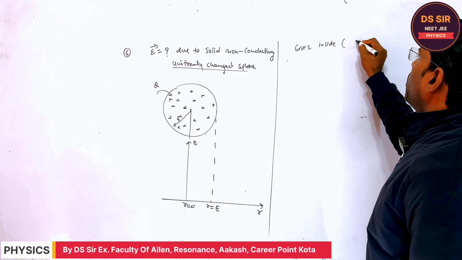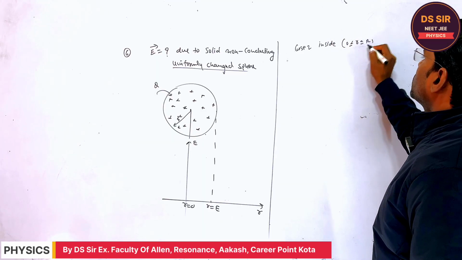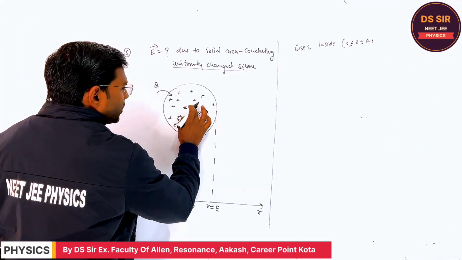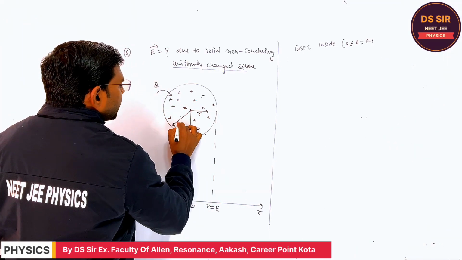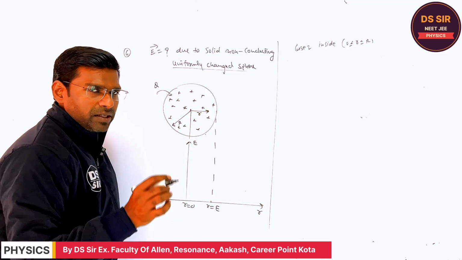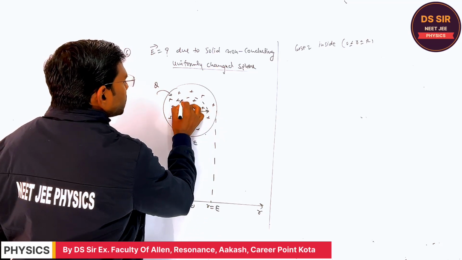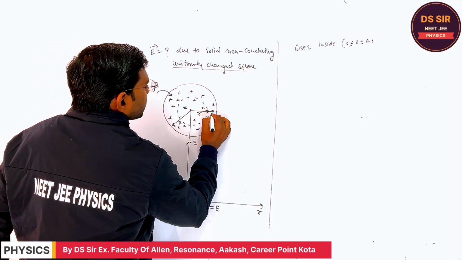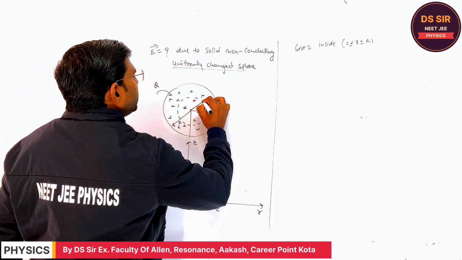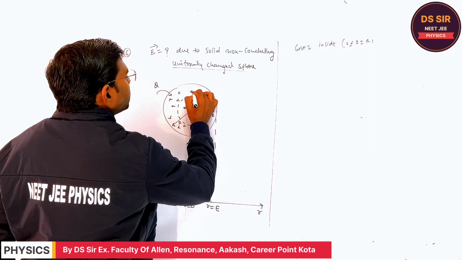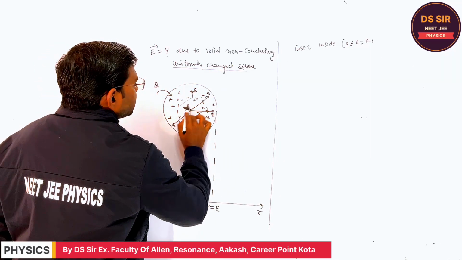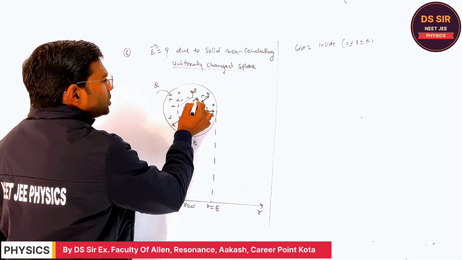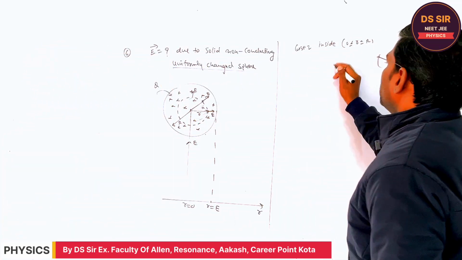Inside means the point I will choose is from 0 to R at this point. This is the distance r, the total radius is capital R, right? At this point, if we want to find the electric field, I will choose this Gaussian surface, and suppose the electric field at every point here is E, and this is the inside volume. So this is the Gaussian surface.